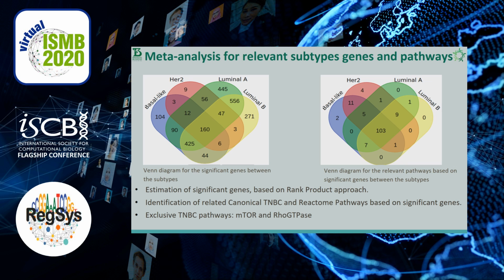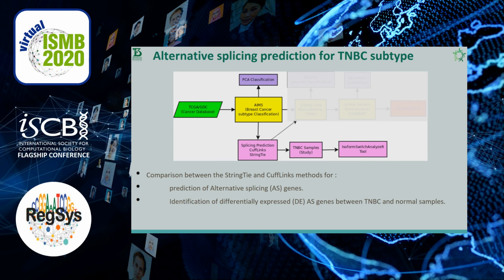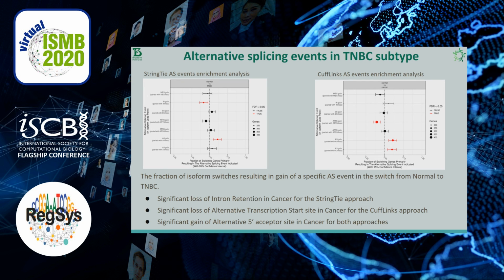really related to TNBC. So, following with our alternative splicing prediction analysis, we have used two approaches, StringTie and Cufflinks, for the prediction of alternative splice genes and events, and identification of differentially expressed genes and alternative splice genes for TNBC compared to normal samples. In summary, we can see a comparison between the two approaches, StringTie and Cufflinks, about the enrichment of events for the prediction of alternative splicing.